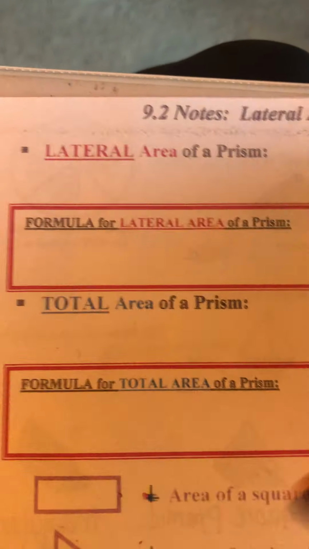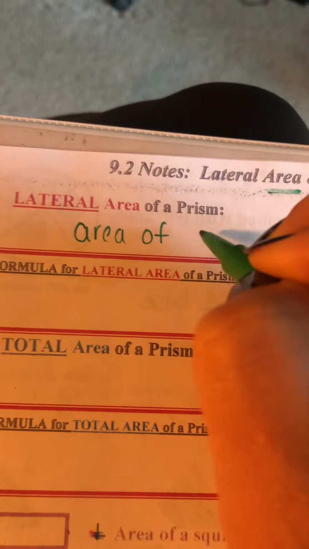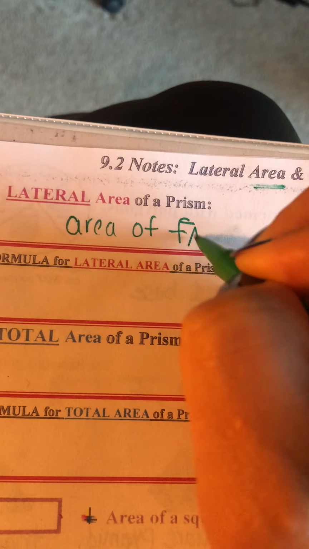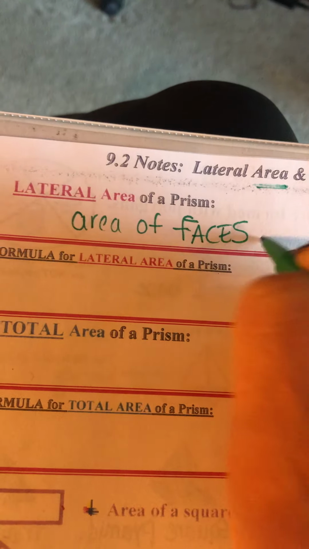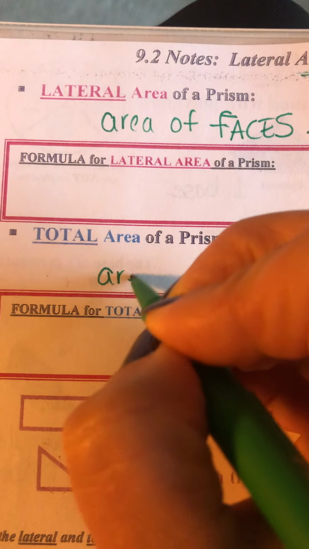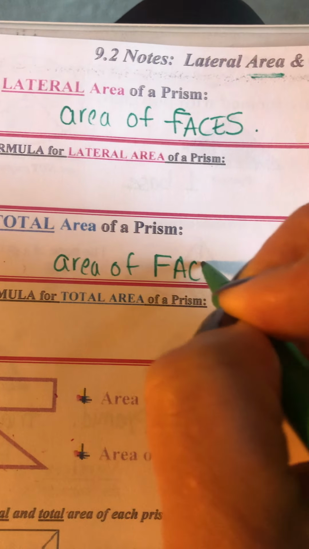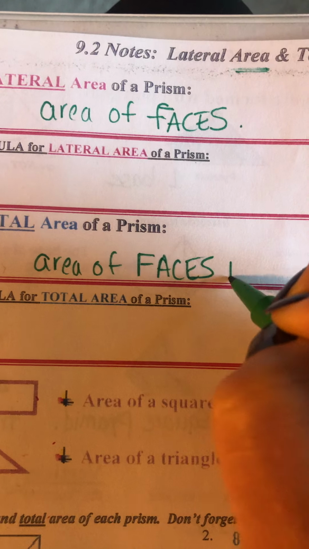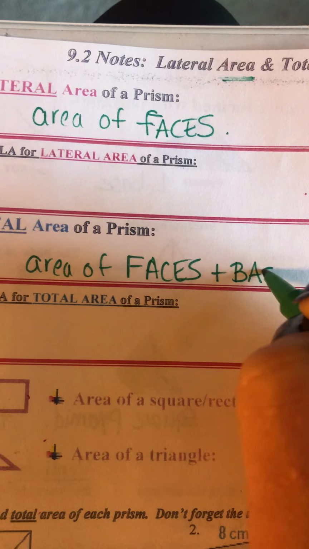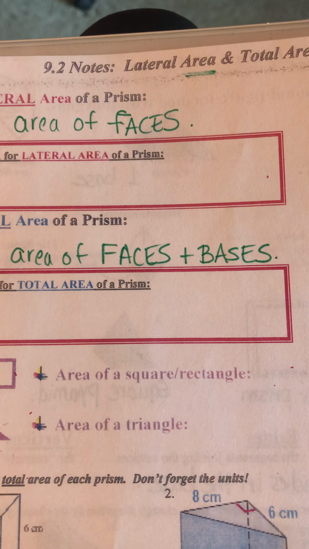The lateral area is the area of the faces. So just those faces that are around the sides of the prism, where total area is the area of the faces plus the bases. And that's really the surface area. The total area is the surface area.